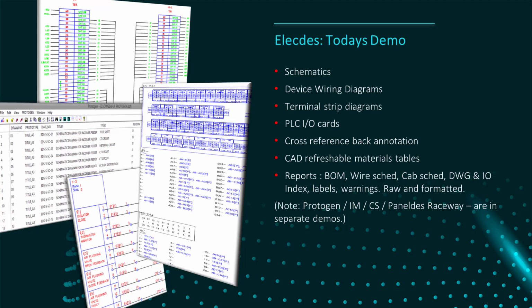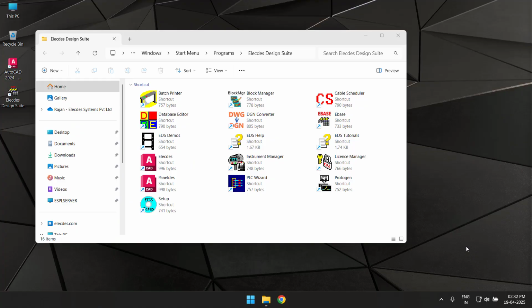After creating the schematics, I will focus on downstream productivity and create cross-reference back annotations, use the navigation tools, and then I will create a refreshable CAD-based table. I will then show you the fully automated production of wiring interconnection diagrams, including terminal strips and device wiring. Finally, I will demo the reporting functionality, including a cable schedule, a point-to-point wire list, and a materials report.